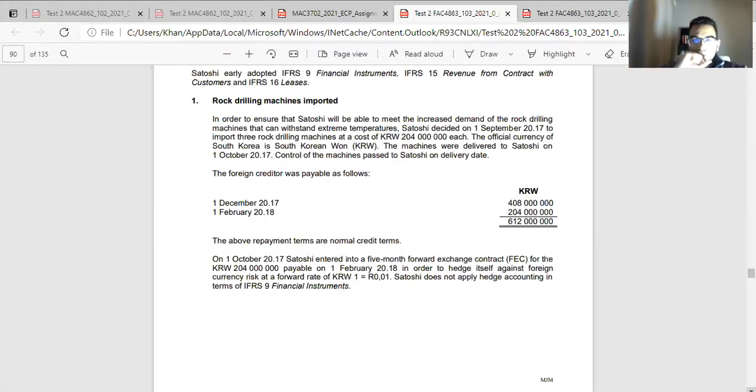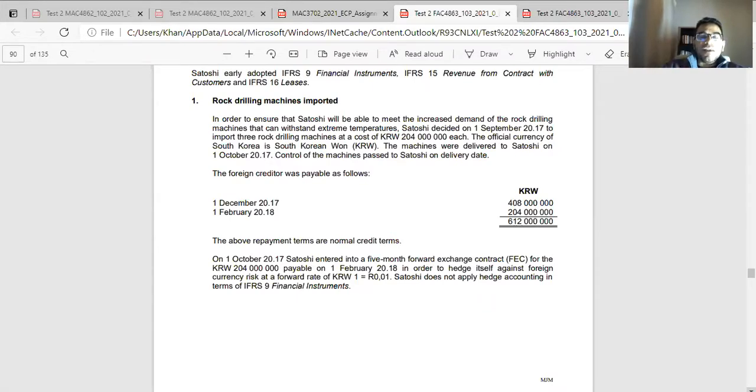What's important to understand is that the question is, when do we recognize? We recognize when we gain control. When do we gain control? When the risks and rewards of ownership transfer from the seller to us. They're telling us that control passed on delivery date. When did we get delivery? On 1 October 2017. So on 1 October 2017, we're going to say debit inventory, credit payable or credit bank.